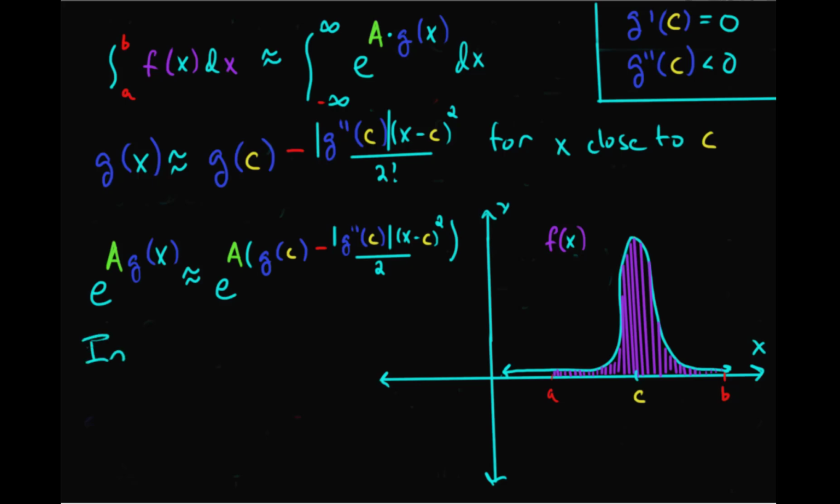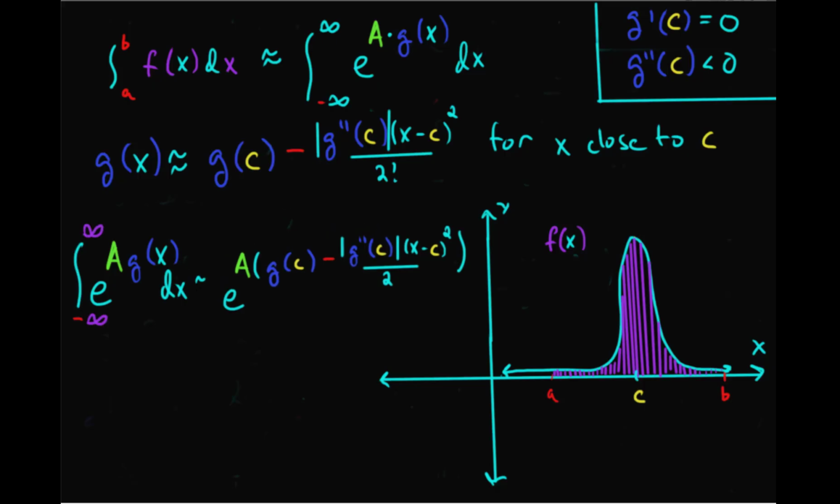And now we can integrate both sides, so we'll have that the integral from negative infinity to positive infinity of e to the a times g of x dx is approximately equal to the integral from negative infinity to positive infinity of e to the a times our truncated Taylor series dx.